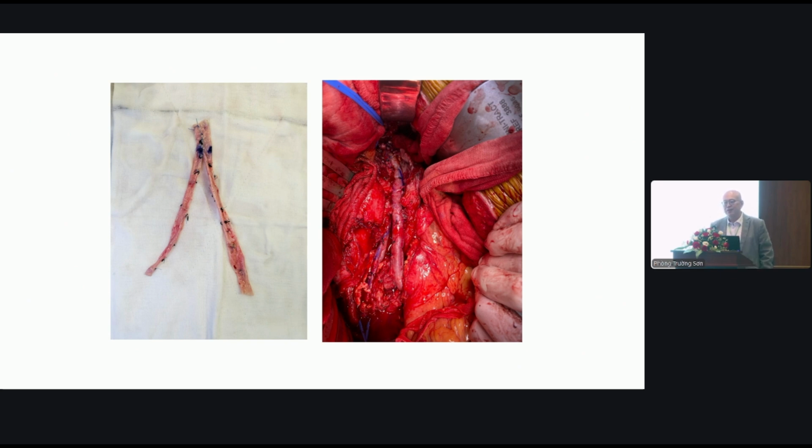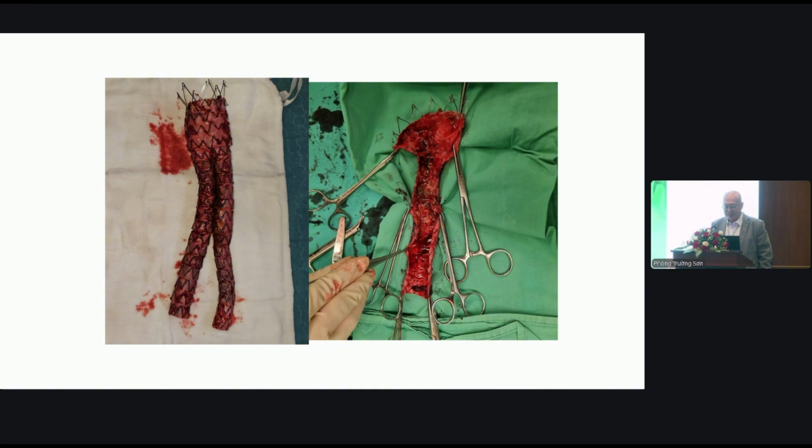A lot of people dispute about whether you should use the deep veins to reconstruct. I can tell you that yes, they will get some limb swelling, but it's fine. I think having saved a life, it's easier to deal with limb swelling at the end of the day. And this is what the stent graft obviously looked like when it came out.